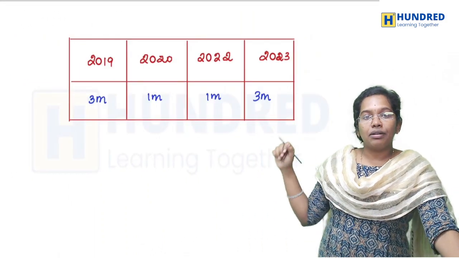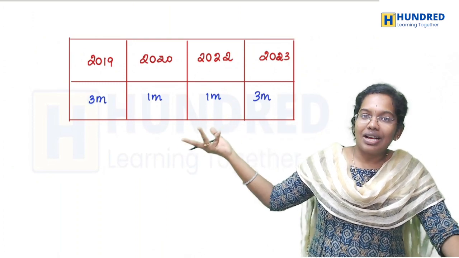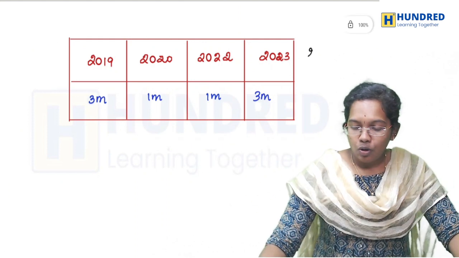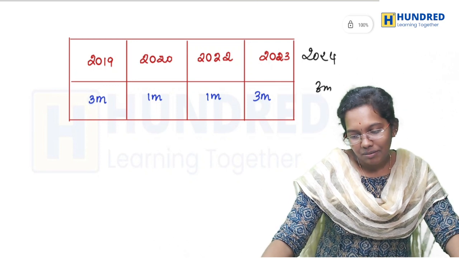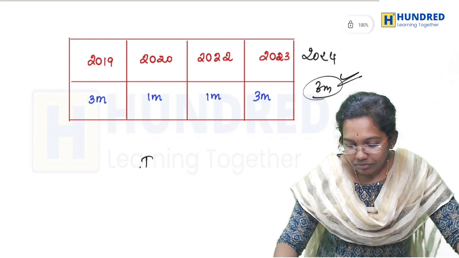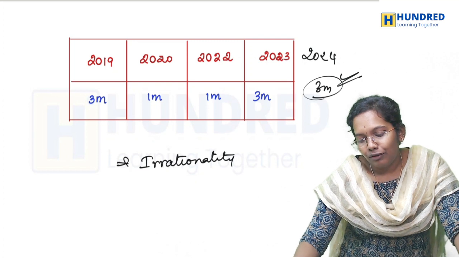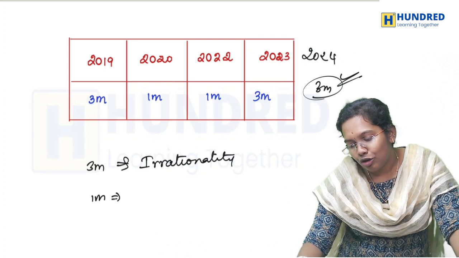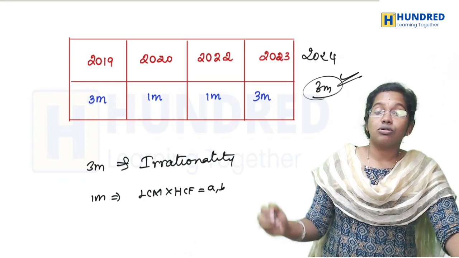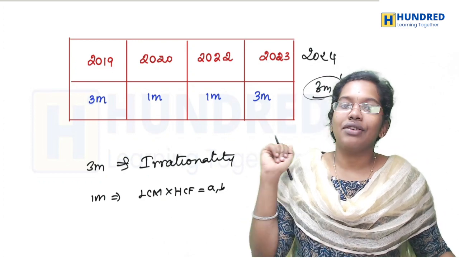From this chapter in 2019 they have asked 3 marks, in 2020 and 2022 they have asked for only 1 mark, and in 2023 they have asked for 3 marks. So let's hope 2024 asks for 3 marks, so that you can easily get the 3 marks. For this you have to prepare. Mainly you have to prepare irrationality, proving irrationality, for 3 marks. If it is going to be 1 mark, then you have to find LCM and HCF. That formula you have to be clear with, and you also have to know how to find HCF or LCM from the given word problem. That's it regarding real numbers.